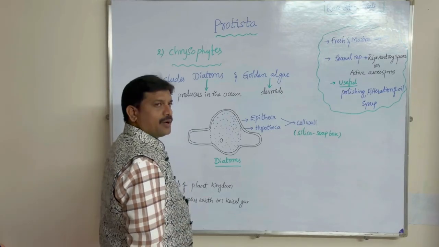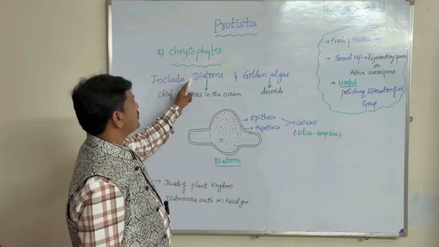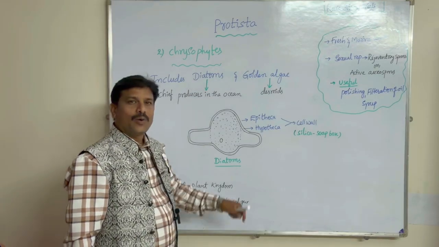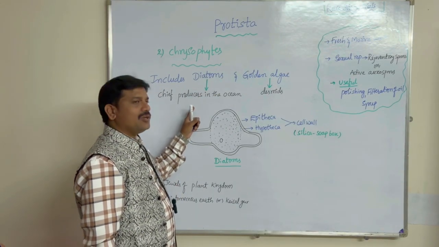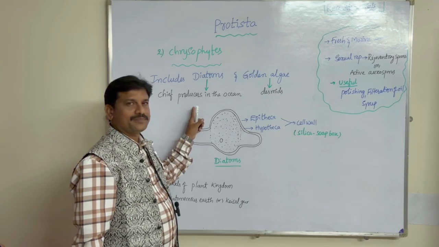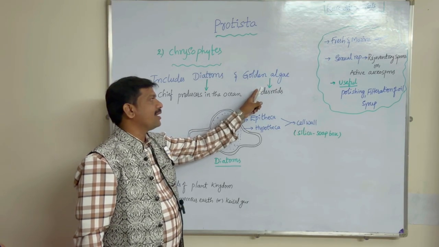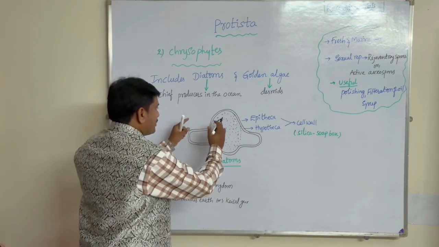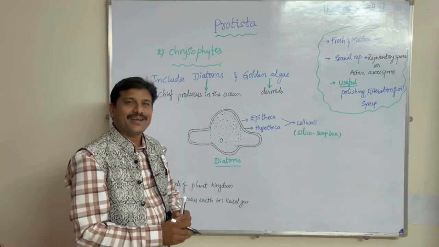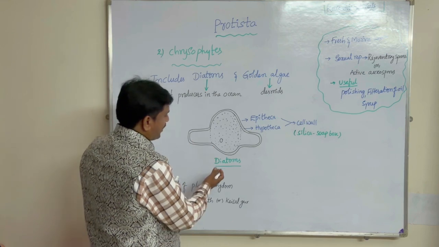Chrysophytes include diatoms and golden algae. Diatoms are also known as the chief producers in the ocean. Golden algae are also known as desmids in the ocean. Let's start with the structure of diatoms. As an example, I'm going to take a diatom diagram.